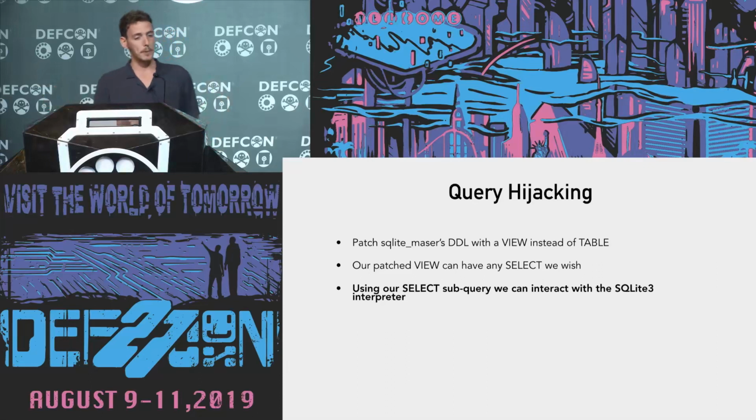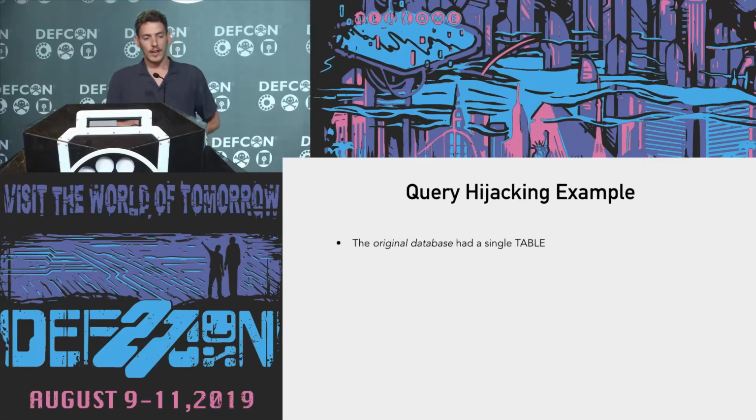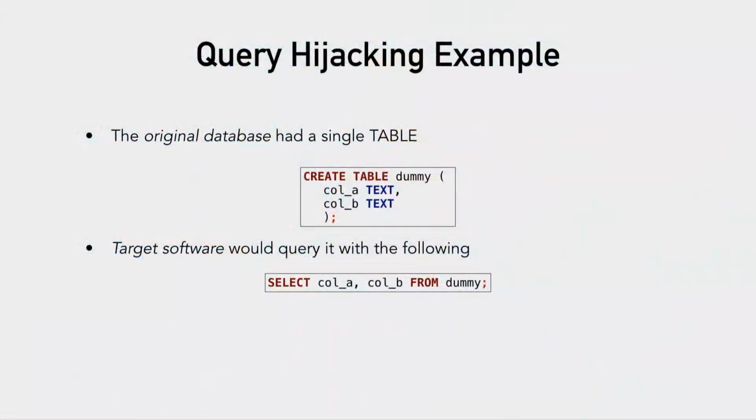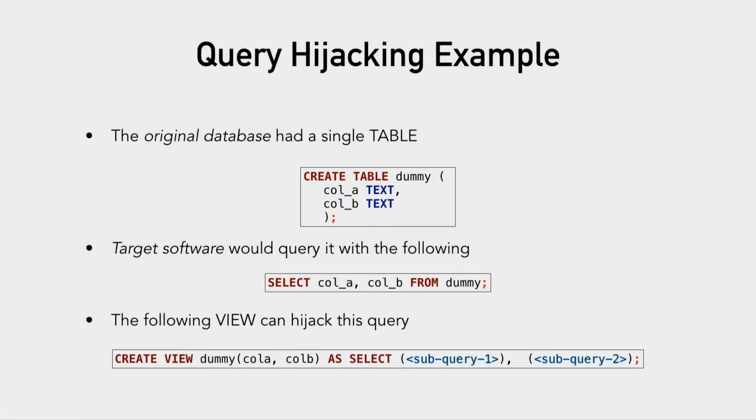Let me show you an example. Let's say that the original database had just a single table, called dummy, and it has 2 columns inside it. The target software would query it the following way. It would just select those 2 columns out of the table, right? But the following view can actually hijack this query. If we create a view called dummy, it has the exact number of columns inside and the same names, and every column can have any subquery that we wish inside it.